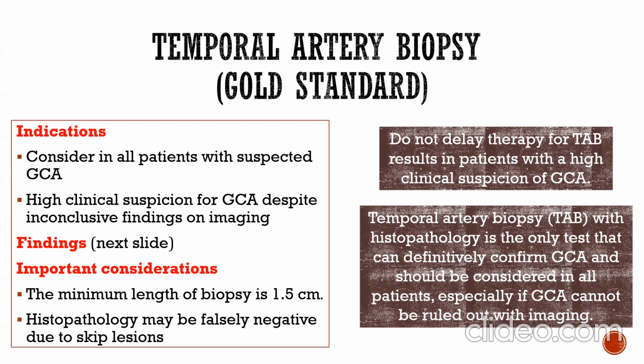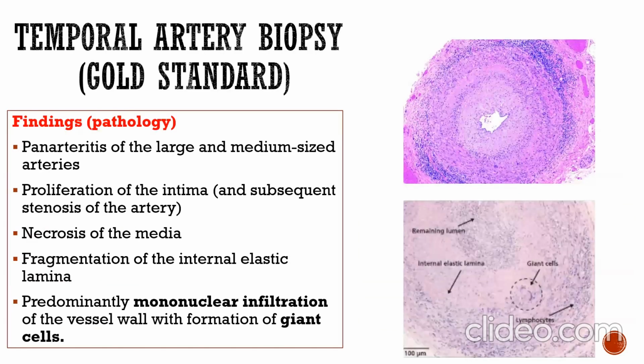Temporal artery biopsy with histopathology is the only test that can definitively confirm giant cell arteritis and should be considered in all patients, especially if giant cell arteritis cannot be ruled out with imaging. Temporal artery biopsy is the gold standard. Findings on biopsy: panarteritis of the large and medium-sized arteries, proliferation of the intima and subsequent stenosis of the artery, necrosis of the media of the artery, fragmentation of the internal elastic lamina, and predominantly mononuclear infiltration of the vessel wall with formation of giant cells.